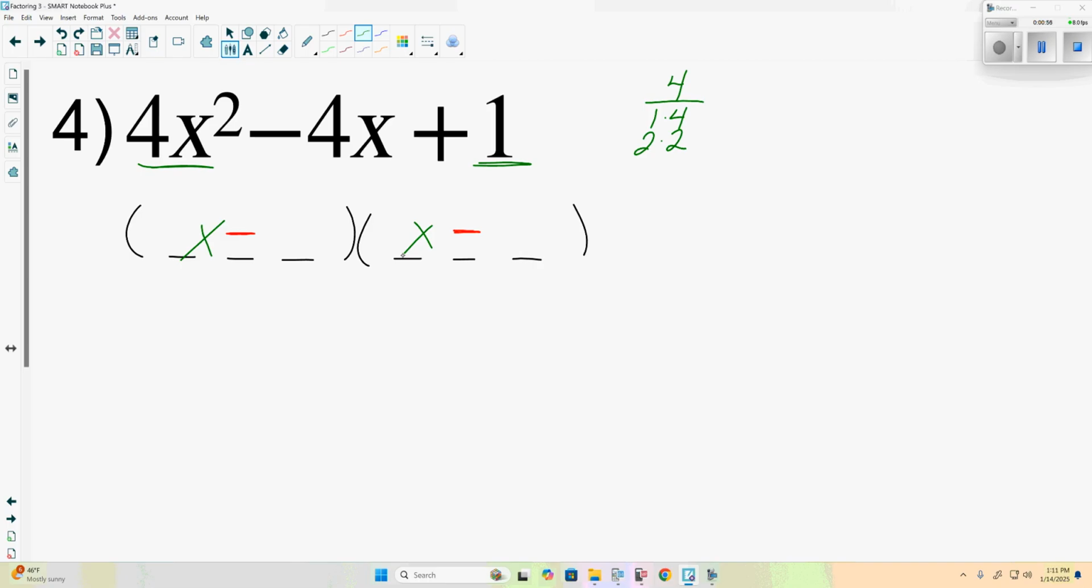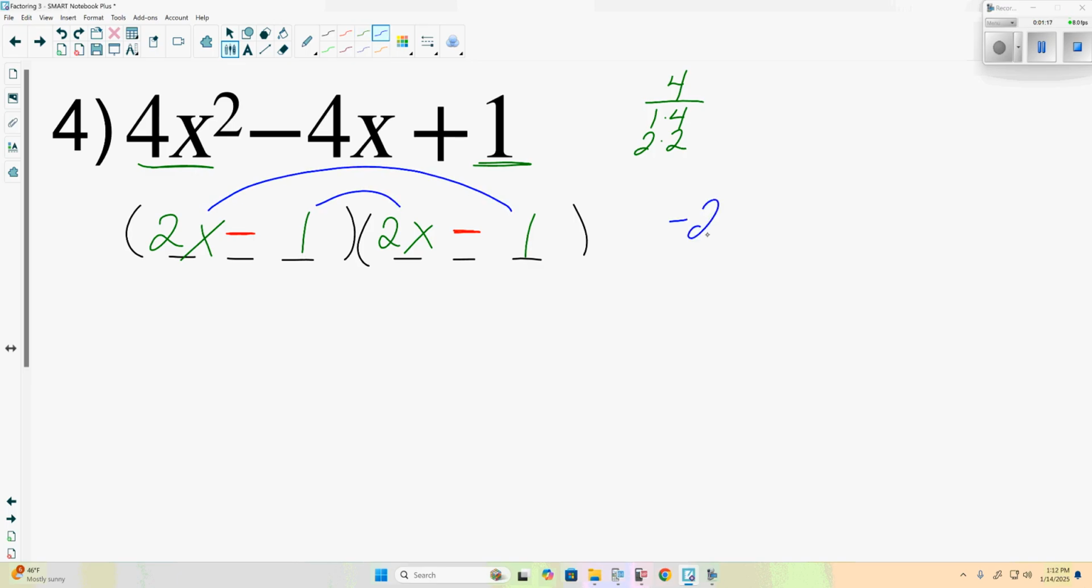Now do we want to try 1 and 4, or 2 and 2 first? 2 and 2. All right, factors of the third term. Factors of 1 are 1 and 1. All right, let's check and see if these are the correct factors.